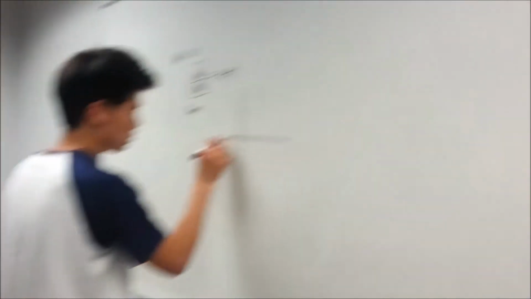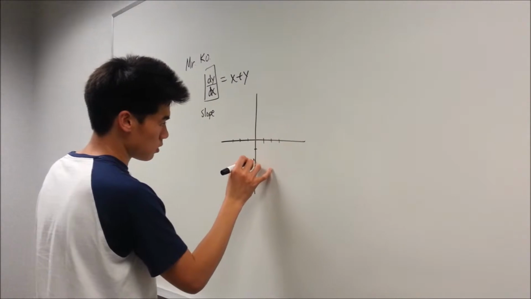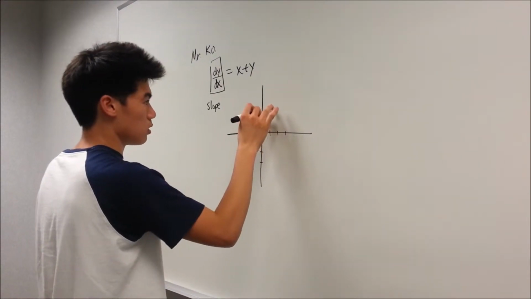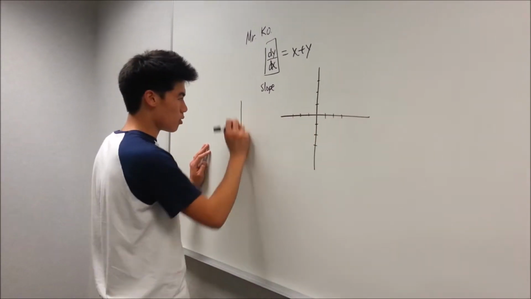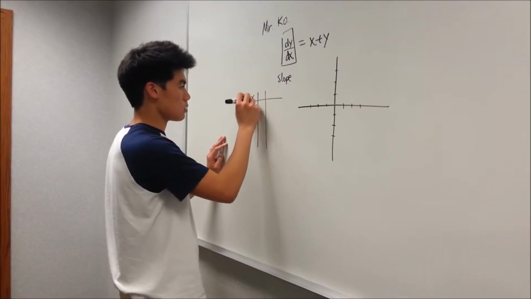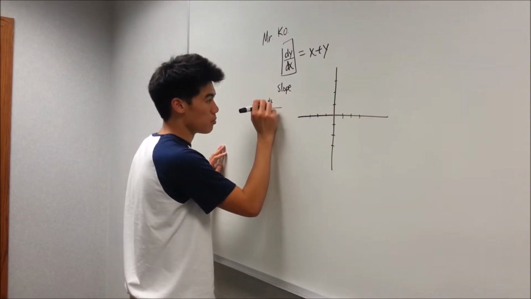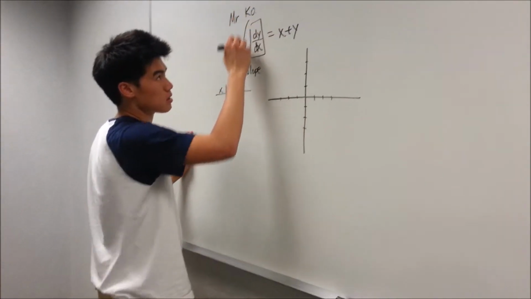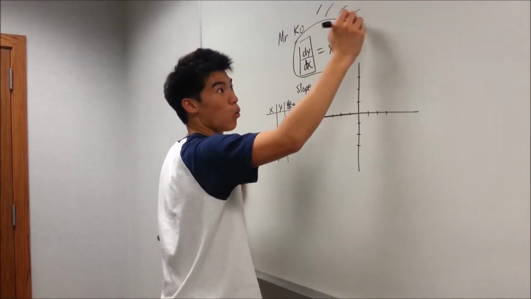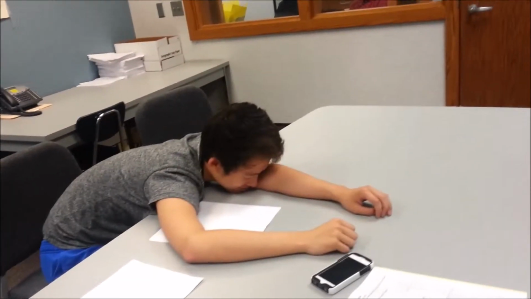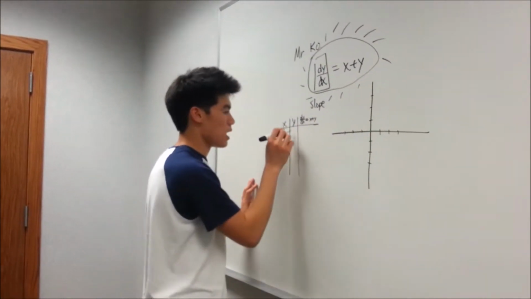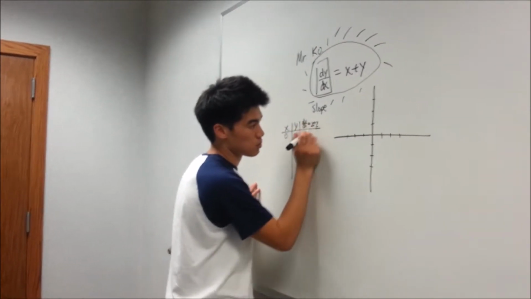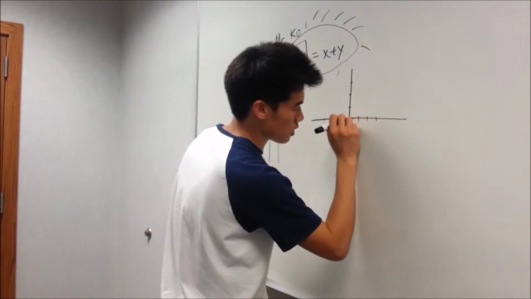1, 2, 3. Okay. So what we do is we take each point, we say x, y, and then we find the slope at the point, which is given by this equation. So pretty equation. Okay. So, x plus y. So we have for 0, 0, we have 0 plus 0 because it's x plus y, which equals 0. So we get this one.